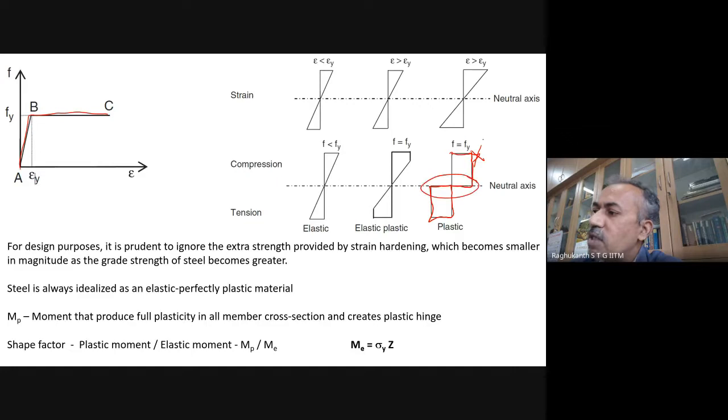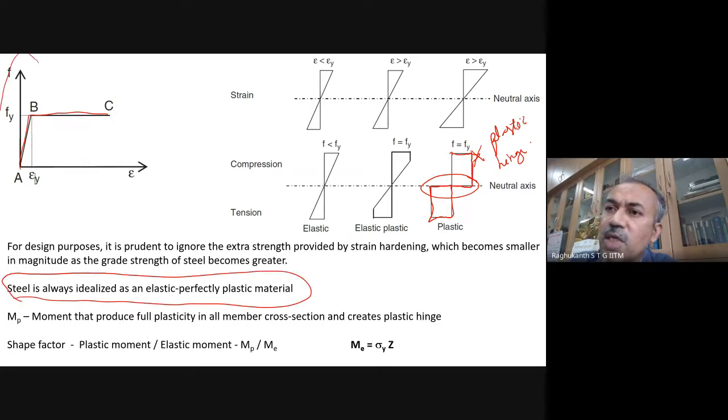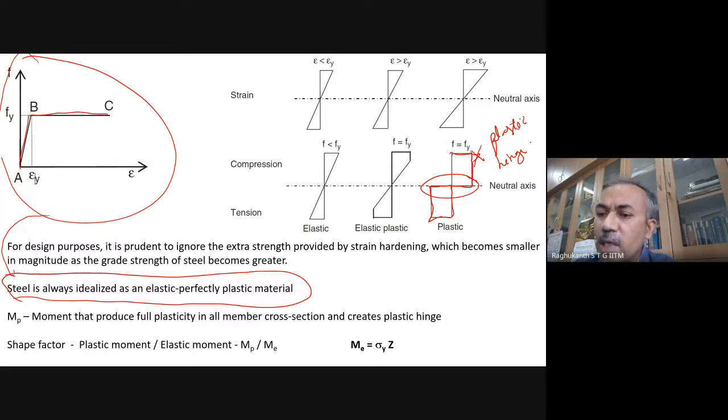So this we call the plastic hinge formation. No more load it can take. So this is what we try to do. And the steel we are treating as what we call an elastic, perfectly plastic material. So these are stress-strain curves actually. This type of stress-strain curve we call an elastic, perfectly plastic material.